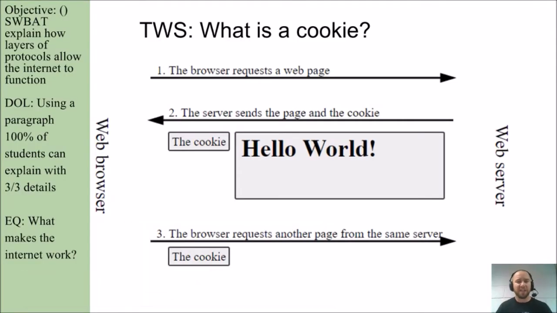Based on this picture, I want you to answer, what do you think a cookie is? So it says step 1, the browser requests a web page. So you're sitting at your computer at home or in the class, and you open up a browser such as Firefox or Chrome, and you request a web page by typing in that web page. That information goes to a server, and the server sends back the page and the cookie. And then for a third step, the browser requests another page from the server. Maybe you click on one of the tabs at the top of the navigation bar, and then it's going to bring back another page, but the cookie's still there. What do you think the cookie could be?